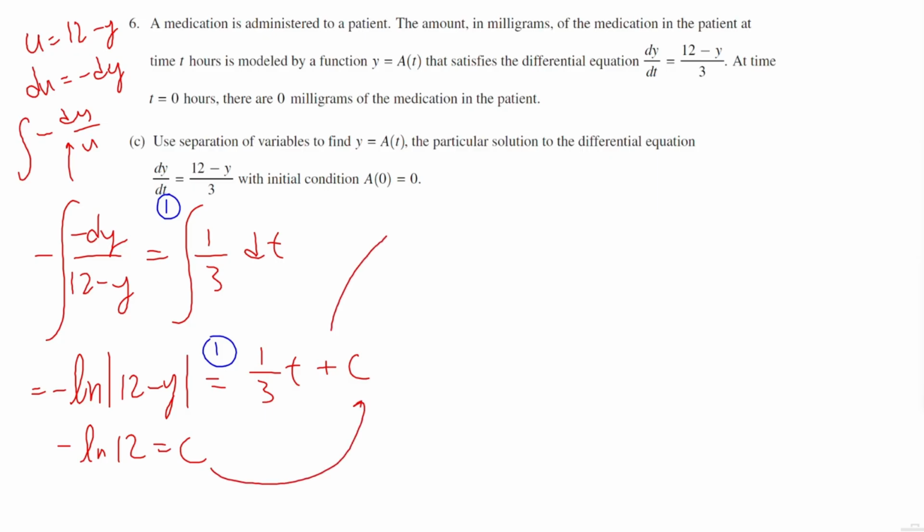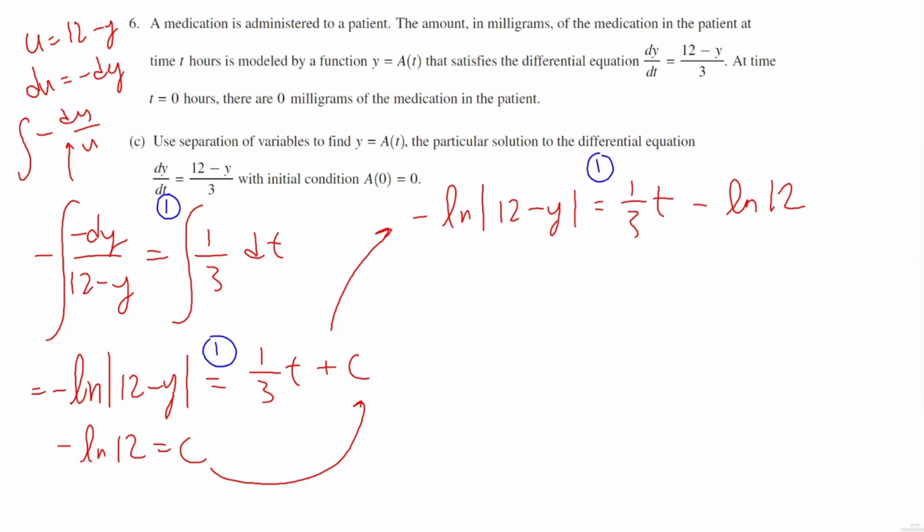So as I plug that back in, we're going to end up with negative natural log absolute value 12 minus y is equal to 1/3 t minus the natural log 12. And that's going to be our third point here for this problem, for plugging that constant back in. Okay. And then to earn our last point, we just need to finish solving for y.